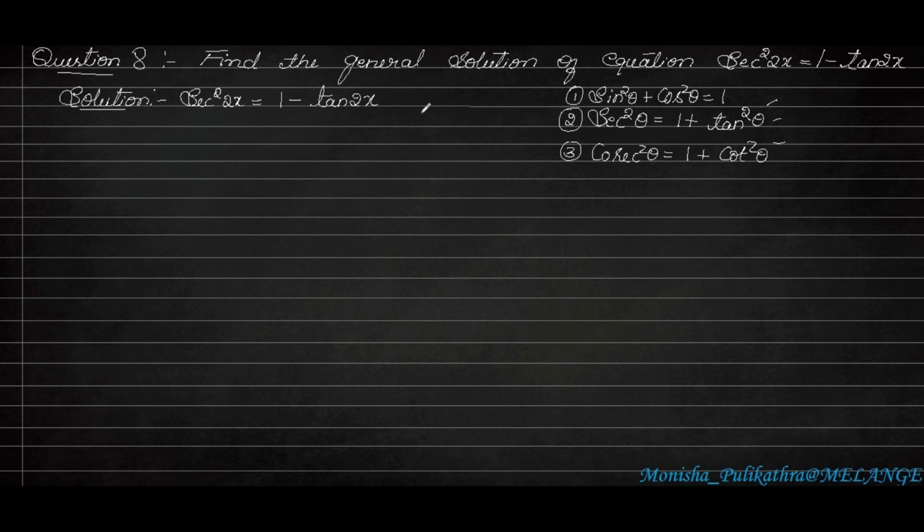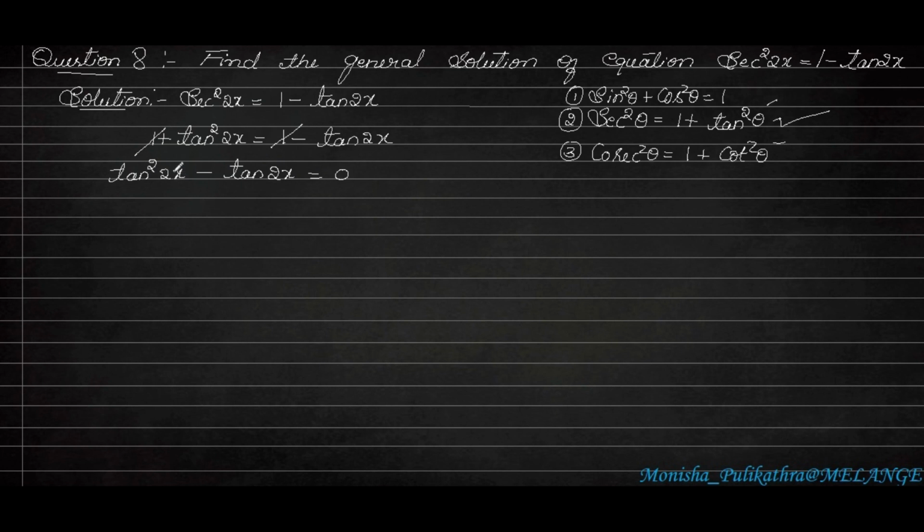So instead of theta, here 2x is given. So secant square 2x will become 1 plus tan square 2x. So instead of secant square 2x, we can apply the second identity, that is 1 plus tan square 2x is equal to 1 minus tan 2x. So here 1 will get cancelled. Then I will be shifting this minus tan 2x to the left hand side. So it will become tan square 2x minus tan 2x is equal to 0.